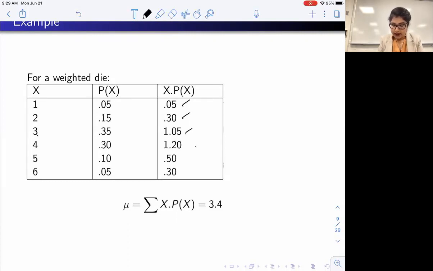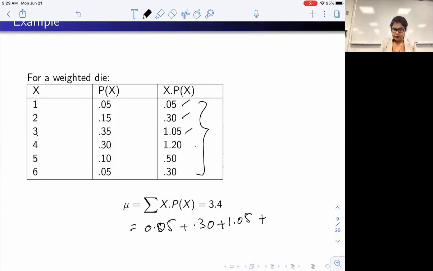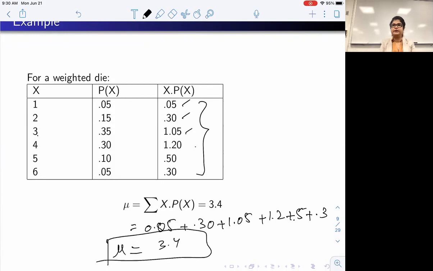And how can you calculate the mean? You have to sum all of these values, x times P of x. Like you are adding 0.05 plus 0.30 plus 1.05 plus 1.2 plus 0.5 plus 0.3. So whatever value it gives you, that is the mean of the probability distribution.